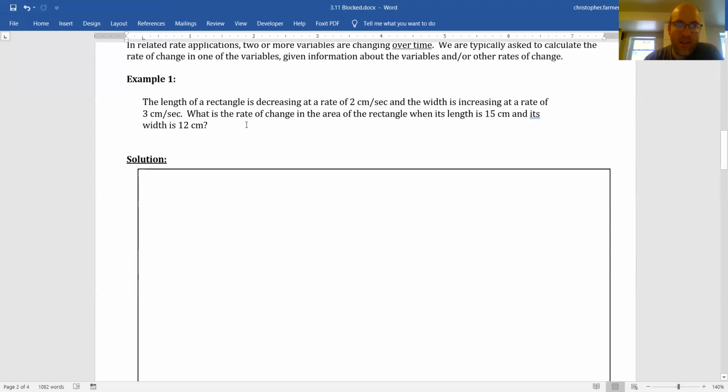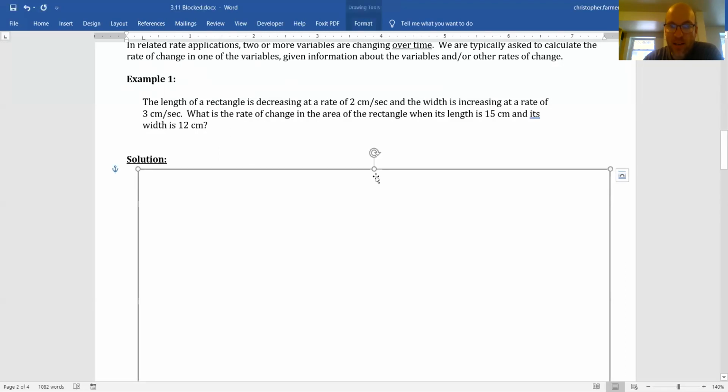Okay, so we've kind of seen this earlier that we have extra information, because oftentimes our answer is going to depend on the rates and the actual lengths, in this case, at a specific time. So that's why we're asked what's the rate of change based on these rates, along with knowing that at that moment the length is 15 centimeters and its width is 12.